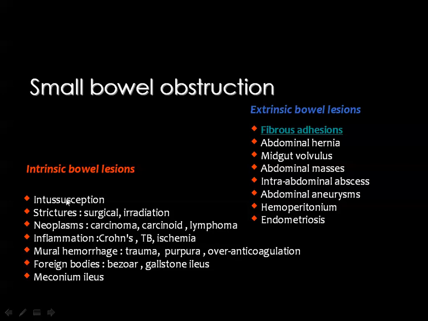Inside the bowel: intussusception, strictures, and neoplasms like carcinoma, carcinoid, lymphoma, inflammation, especially Crohn's disease, TB, and ischemia, mural hemorrhage secondary to hemorrhagic disorders and overuse of anticoagulants, and foreign bodies like bezoar, gallstone ileus and meconium ileus. And the most important extrinsic cause of bowel obstruction is fibrous adhesion, either secondary to infection or post-operative.